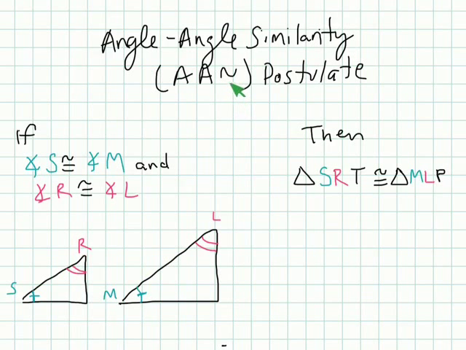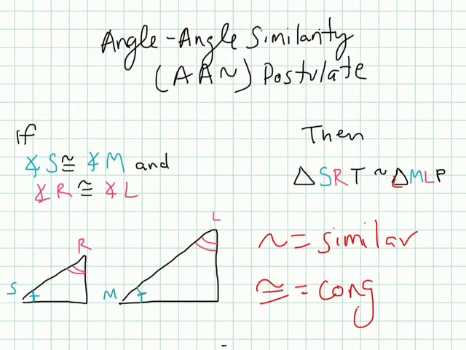Just to let you know, this symbol here is similarity. Let me fix this, I made a mistake here. This should just be this symbol. This is similar, and this is congruent. So again, we're just studying proving triangles similar.